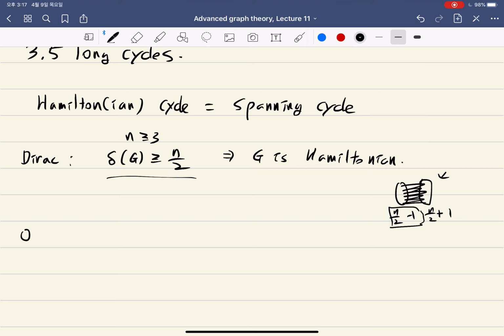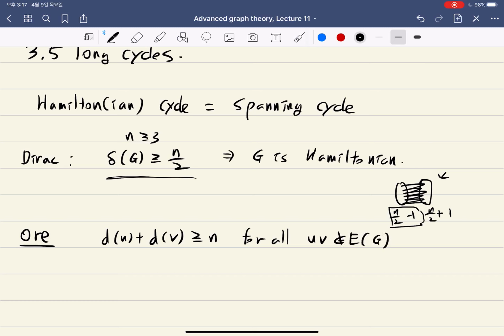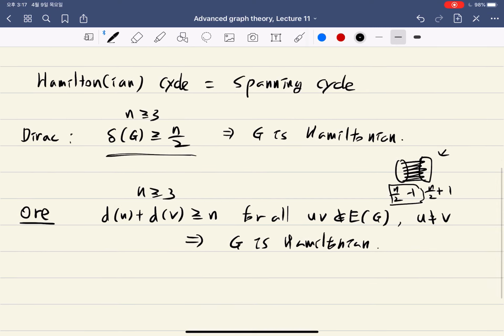And there are generalizations of this theorem. Ore's theorem says that instead of this condition, if the sum of degrees of two vertices is at least n for all non-adjacent u and v, where u and v are different, then G is Hamiltonian. Again, n is at least 3.